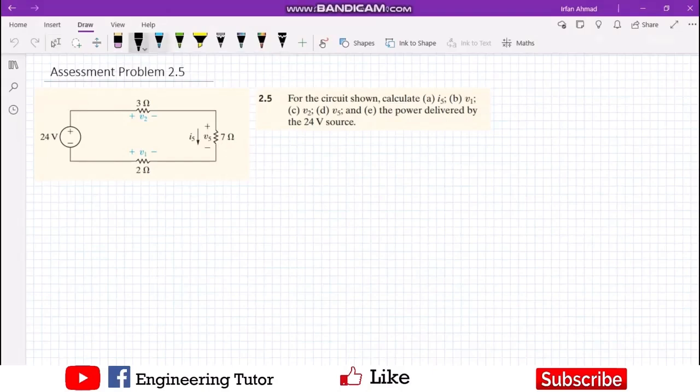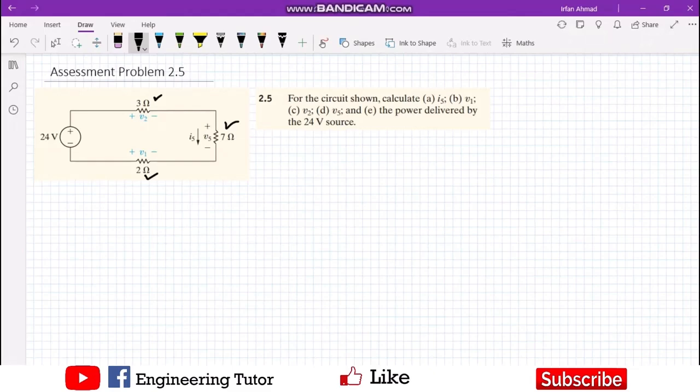Welcome back, students. So last time we solved a very rudimentary or fundamental circuit in which we had only one resistor. So in today's problem, we will try to solve a circuit which has more than one resistor. So this is one of the circuits in which we have three resistors, which are named as 3 ohm, 7 ohm and 2 ohm resistor with a supply of 24 volt.